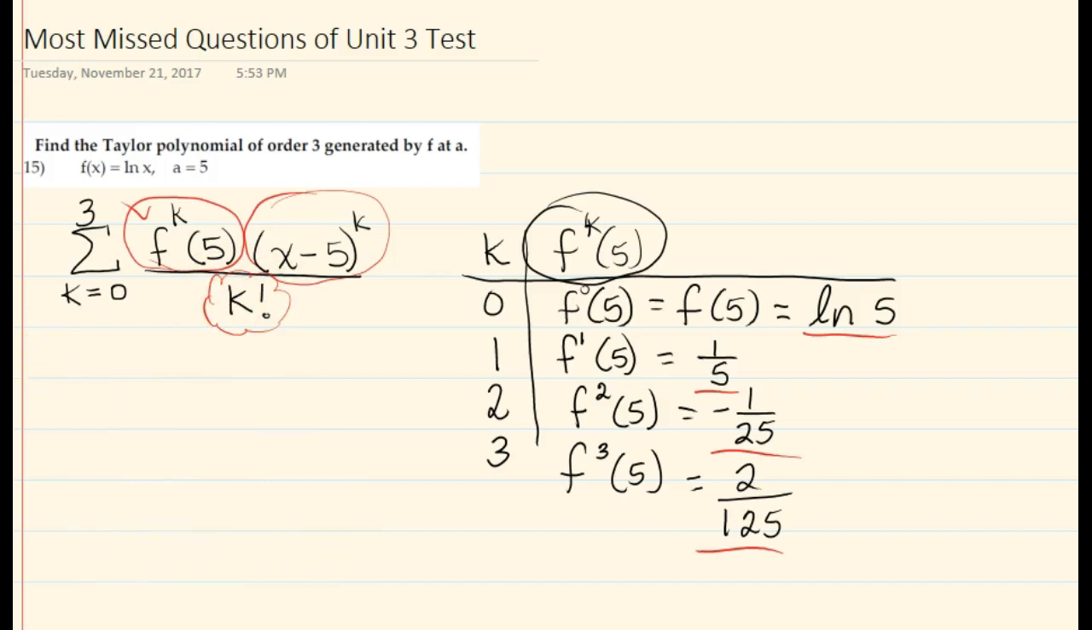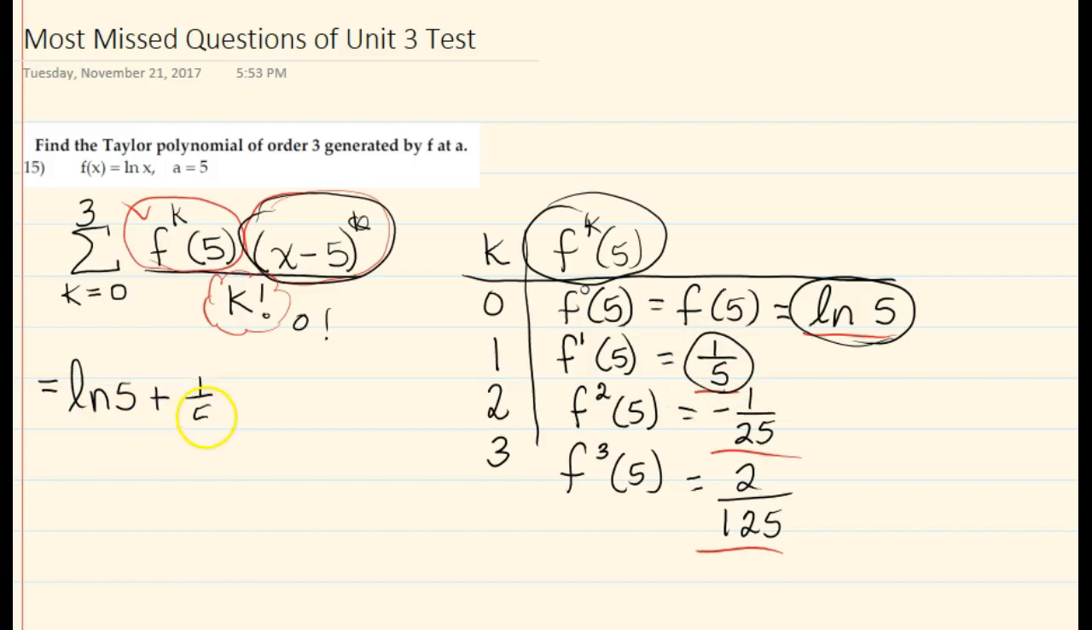So here we go. We're going to start off with k equal to 0. That means I'm going to use this value, natural log of 5, and then I'm going to have this binomial to the 0 power. Anything to the 0 power is 1, so I'm not going to worry about that. And down here, I'm going to have 0 factorial, and that's also equal to 1. So we're done with this term. When k is equal to 1, I'm going to find this term, 1/5. I'm going to use my binomial to the 1 power, so it's x minus 5 to the 1 power. Down here, I'm going to have 1 factorial, and that's equal to 1. So that's my second term.